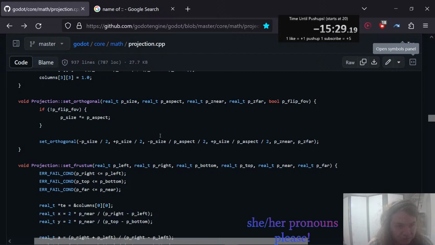Set orthogonal, minus P size divided by 2, plus P size divided by 2, minus P size divided by P aspect divided by 2, plus P size divided by P aspect divided by 2, PZ near, PZ far, PZ wherever you are.